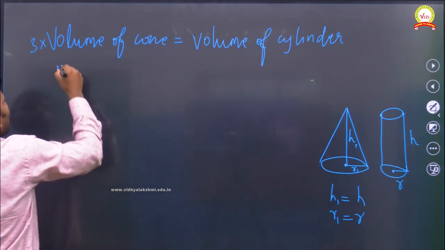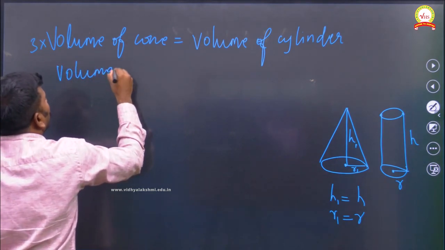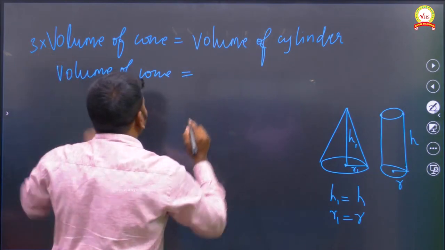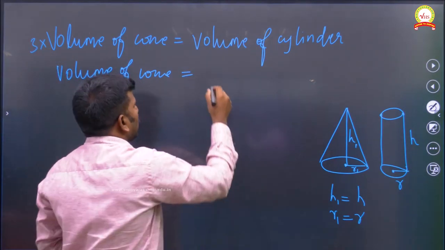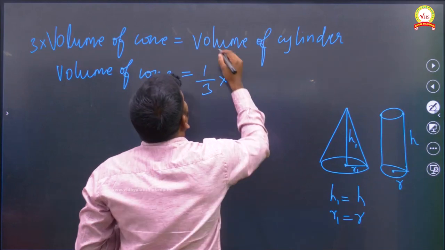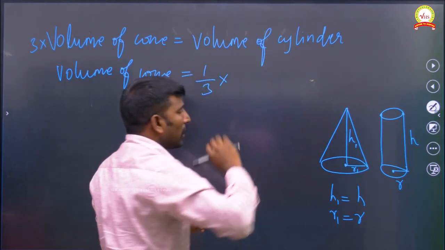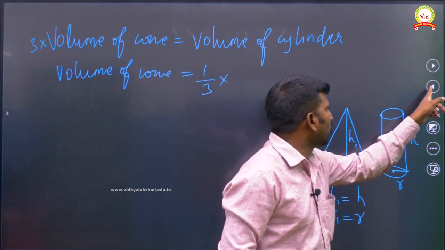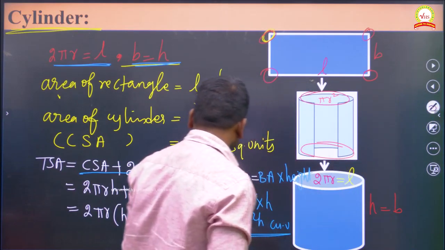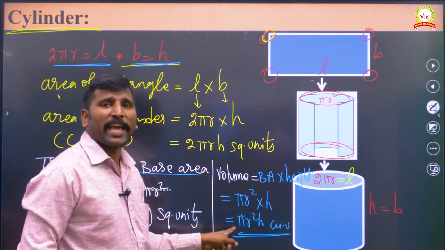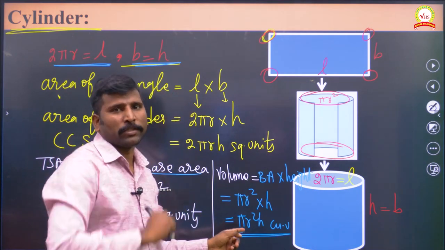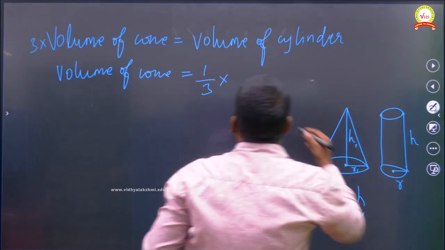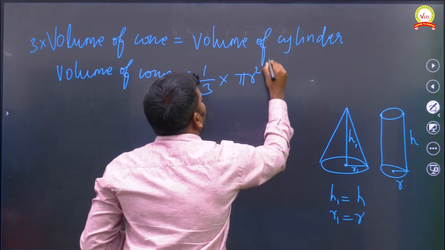So volume of cone, let's keep it here. Volume of a cone is equal to, multiply 3, when you send it opposite, divide. So 1 divided by 3 of the volume of a cylinder. Volume of cylinder we know very well, I gave that. What is the volume of cylinder? Pi r square h. This I am going to use there. Pi r square h.